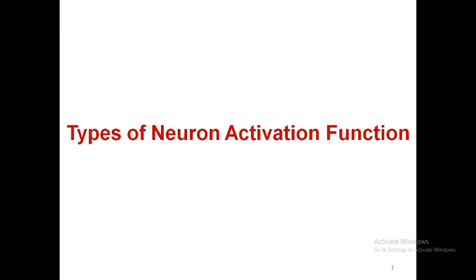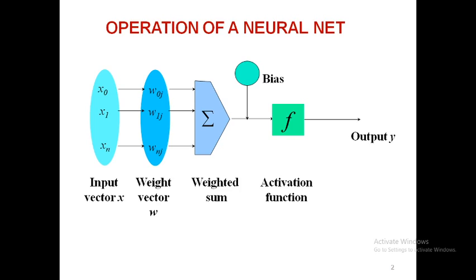So, in the last class, we have seen characteristics and applications of artificial neural networks. In today's class, we'll see the types of neuron activation functions. So, what are the types of activation functions for the neural network that we'll see?